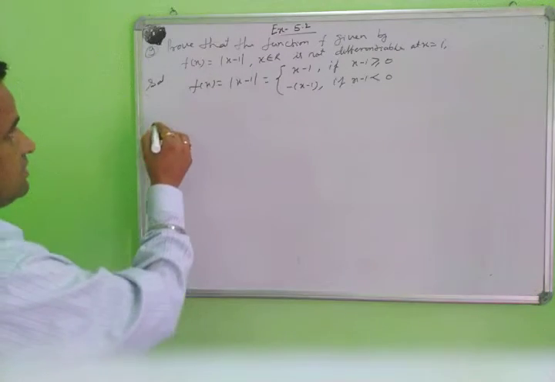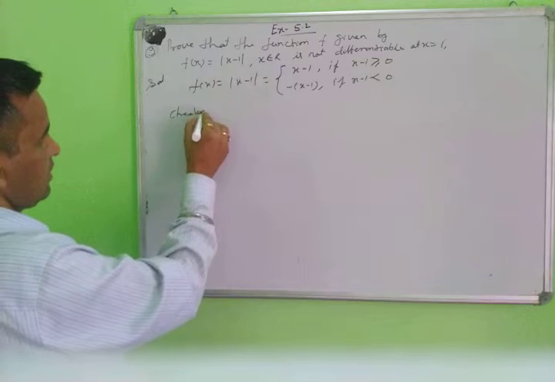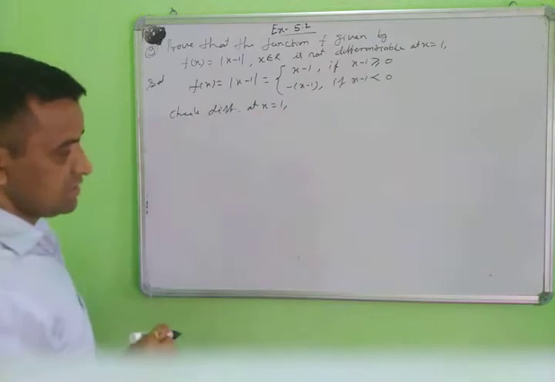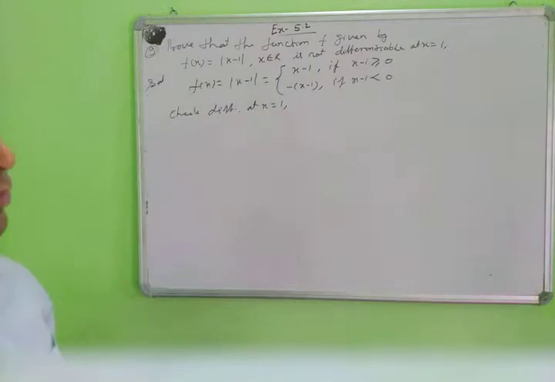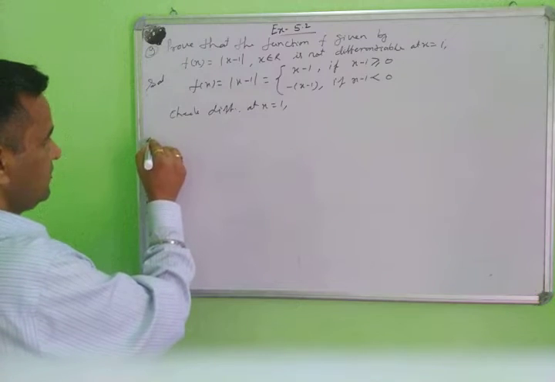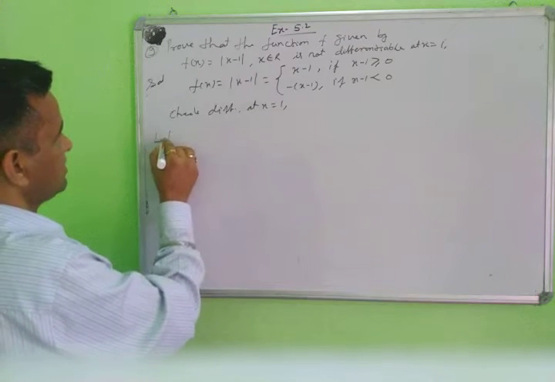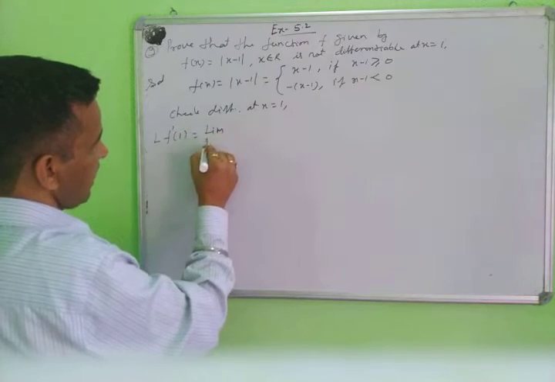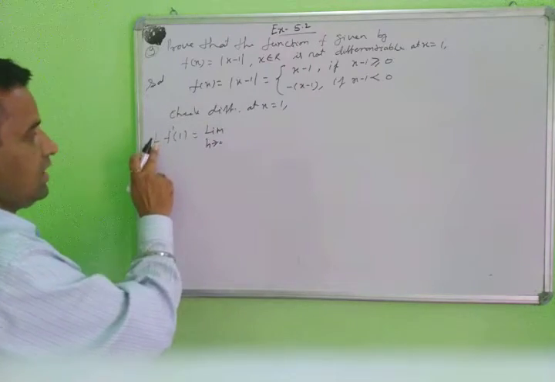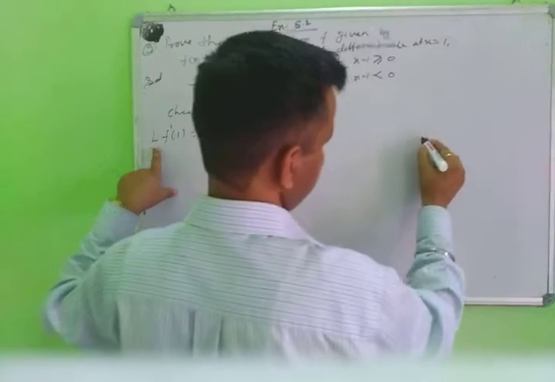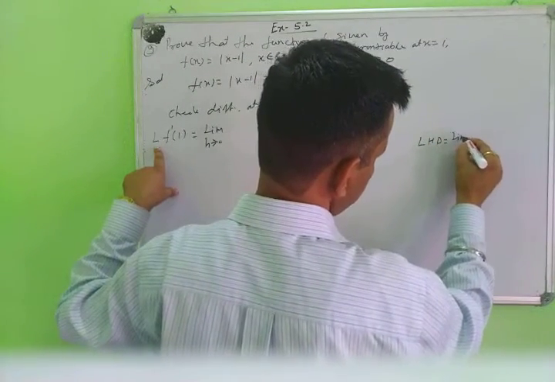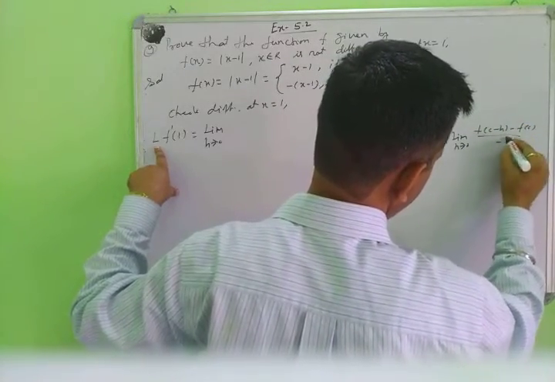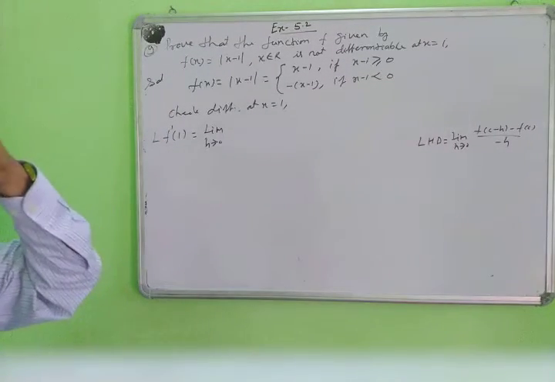So now first we will check differentiability at x equal to 1. This is the point c here, 1 is the point c. Now check differentiability. First, the limit h tends to 0, L for left hand. LHD means left hand derivative. What is the formula? The limit h tends to 0, f(c minus h) minus f(c) upon minus h. Using this identity and solve.